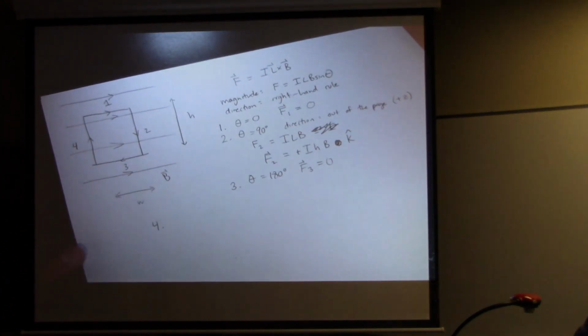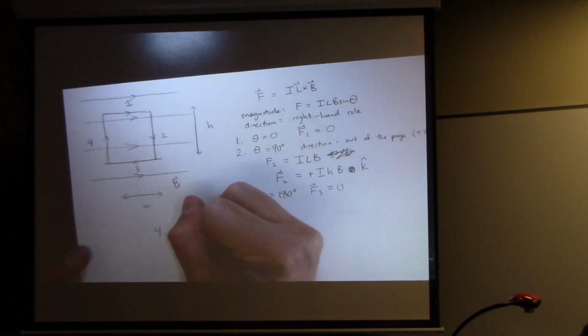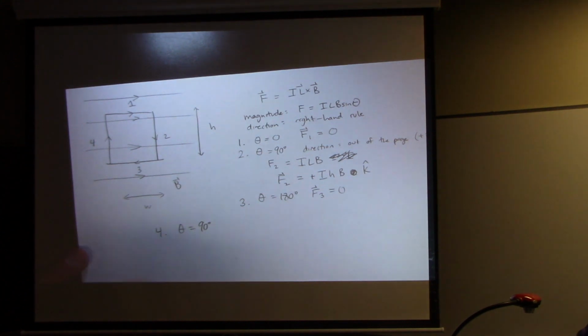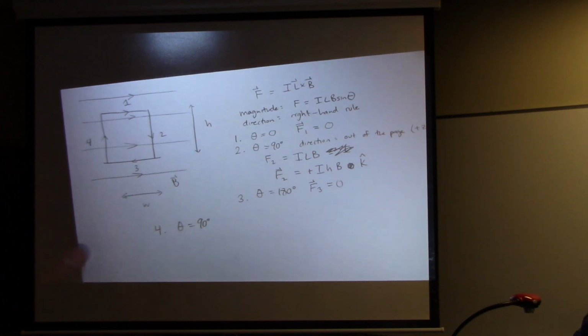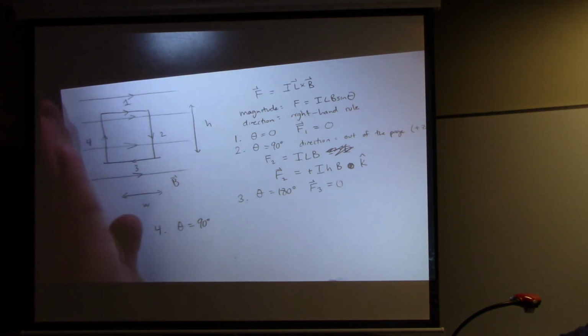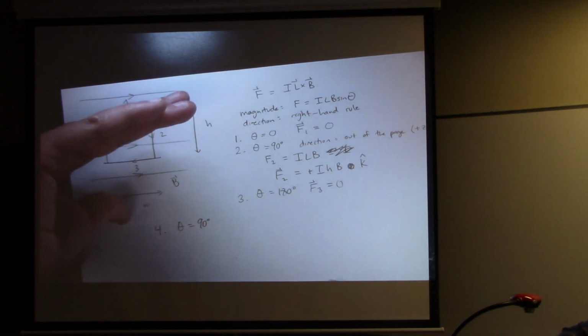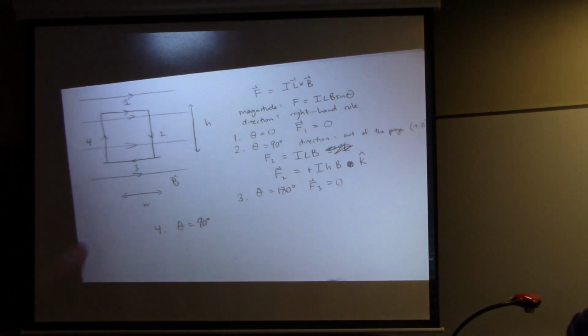Okay, the last one is here. So for segment number 4, once again we have a 90-degree angle between the current and the B field. So the force is definitely not going to be 0. Okay, let's do the right-hand rule to figure out what direction this force is going to be in. So we take our fingers on our right hand, put them in the direction of the current, and then curl them in the direction of the B field. The only way for this to work is if your thumb is now facing down into the page.